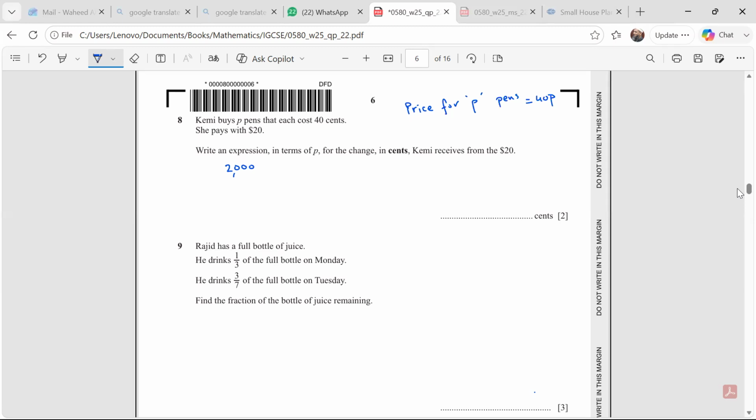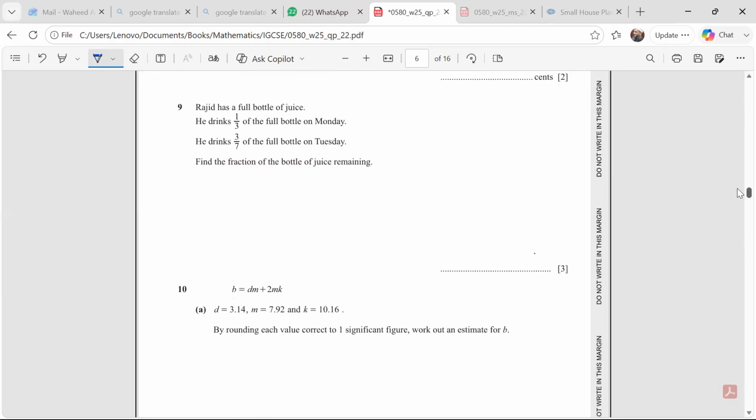So what is left from this $20 is 2000 minus 40P. So this is the expression which gives us the amount of change in terms of cents. Okay, I hope it's clear.